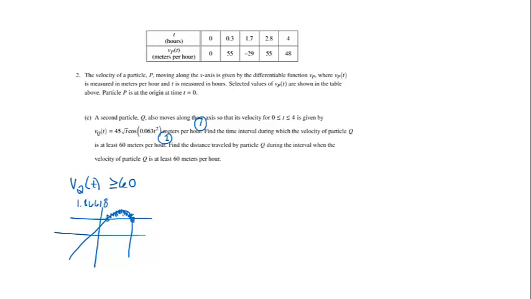1.86618, and I actually left these to 5 places because I know I'm going to have to use them in just a minute. This next one was 3.51917. So when it asks to find the time interval during which the velocity of particle Q is at least 60 meters per hour, there's a couple different ways that we could write this.